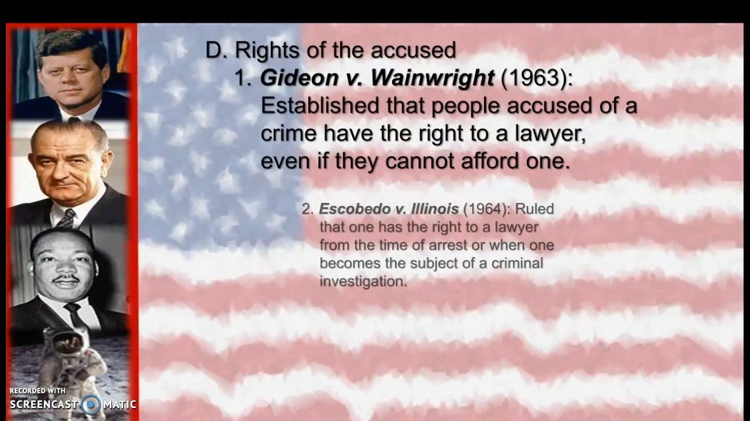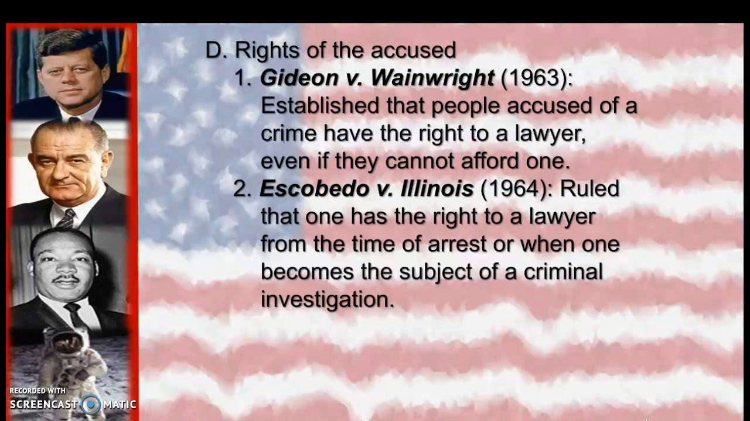So another important element to the Warren Court is rights of the accused. You had a few cases here: Gideon versus Wainwright. This whole notion that if you're accused of a crime, you have the right to a lawyer, even if you can't afford one. In the Gideon case, Gideon actually became his own lawyer, but he did highlight the need for counsel, and so that one was important. Escobedo is another one, which ruled that one has the right to a lawyer from the time of arrest, or when one becomes the subject of a criminal investigation.